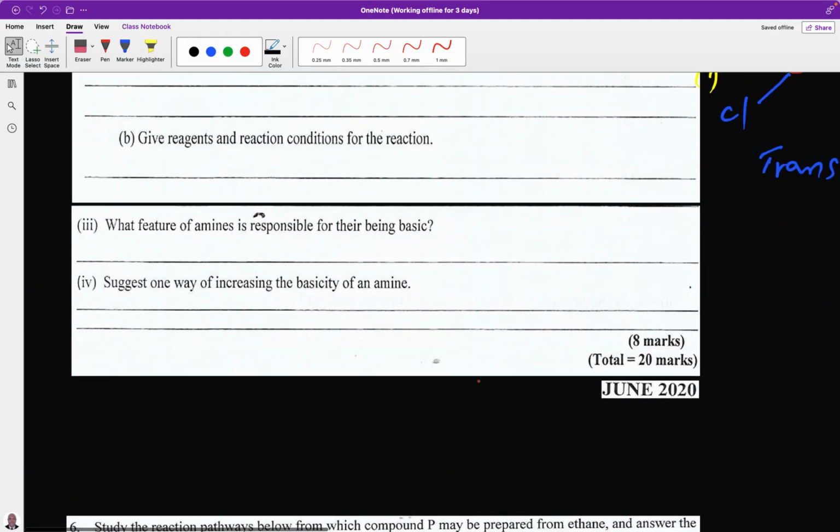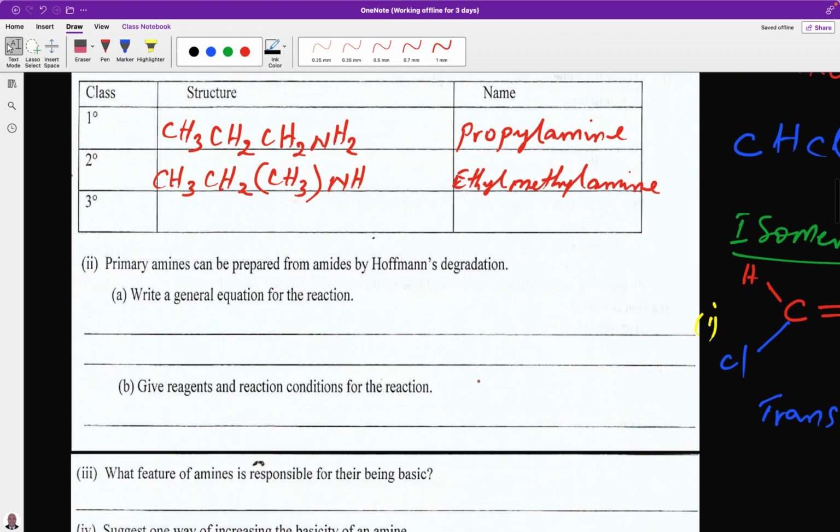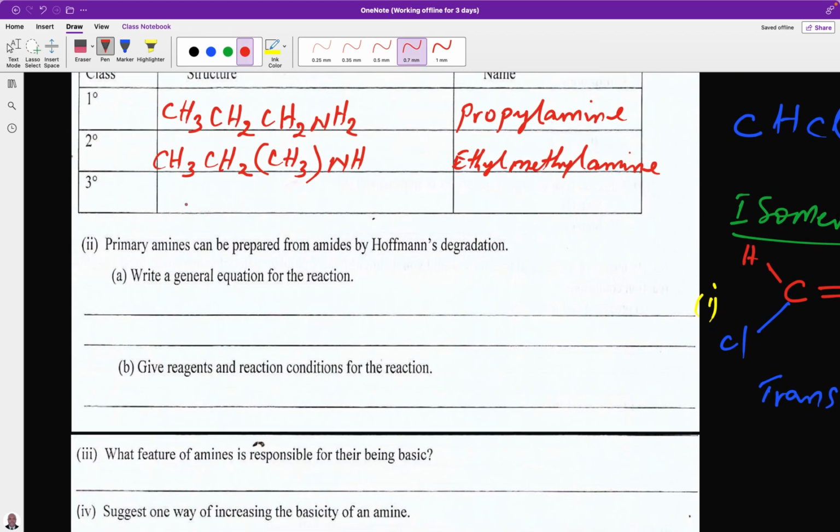And we can put it in our answer sheet as CH3 bracket 3 and nitrogen. And in naming it, we can now say it is trimethylamine. Trimethylamine. So you can put it like that. Okay.